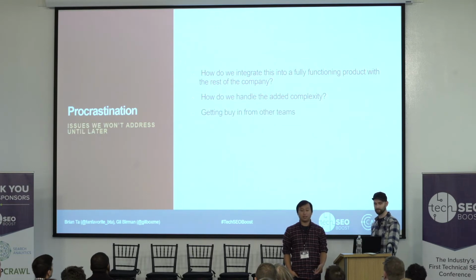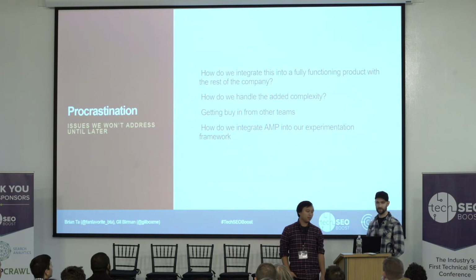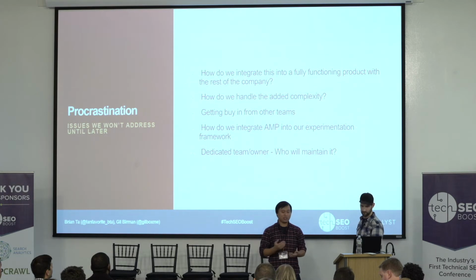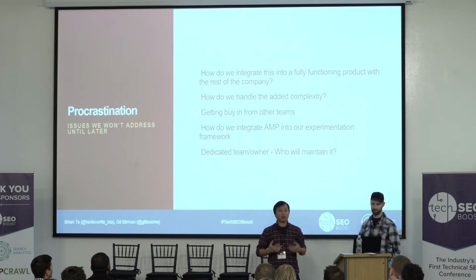How do we get buy-in from other teams? How do we integrate AMP into our experimentation framework? And last of all, who's actually going to maintain AMP once we finish the product? Obviously, we're going to introduce a lot of code changes and pipelines. Someone needs to maintain the product after we're done creating the minimal viable product and even after we launch it.